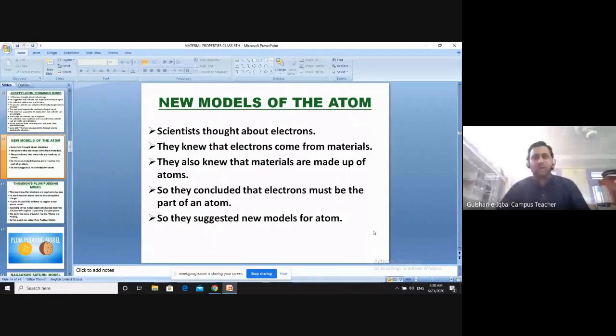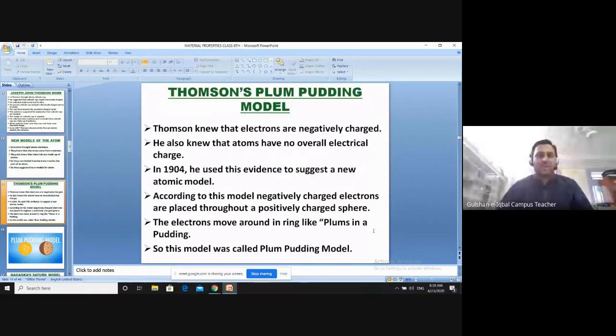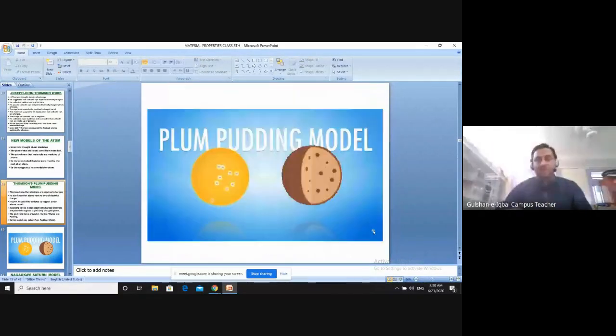So what he concluded, he suggested a new model, and that new model is known as J.J. Thomson's plum pudding model. And what he said in that plum pudding model, very simple. According to this model, the negatively charged electrons are placed throughout a positively charged sphere, like plums in a pudding, like this one. This one is a plum in a pudding.